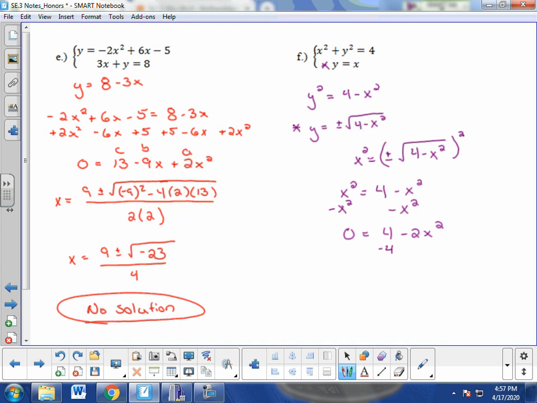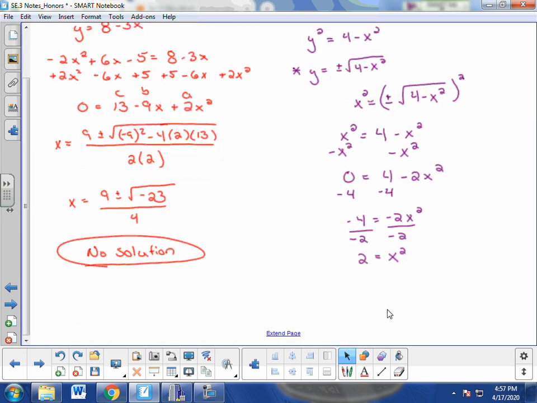I'm going to just subtract 4 from both sides. So negative 4 equals negative 2x squared. And I'm going to divide by negative 2. Sorry, negative 4 divided by negative 2 is positive 2 equals x squared. And now I have to square root both sides. So x equals plus or minus square root 2.